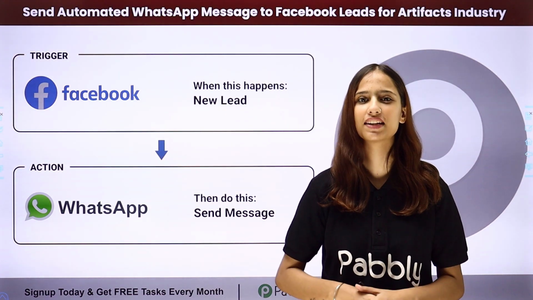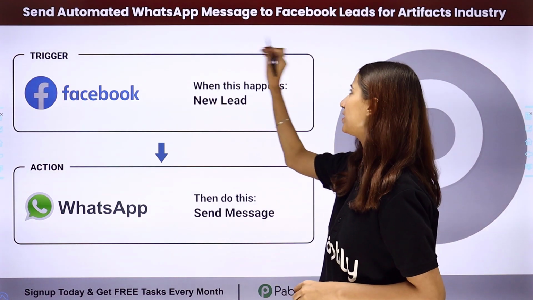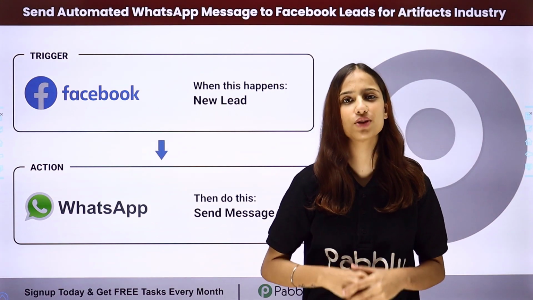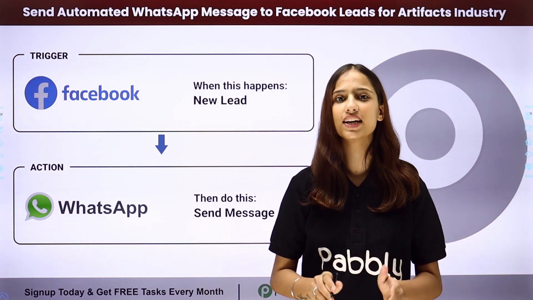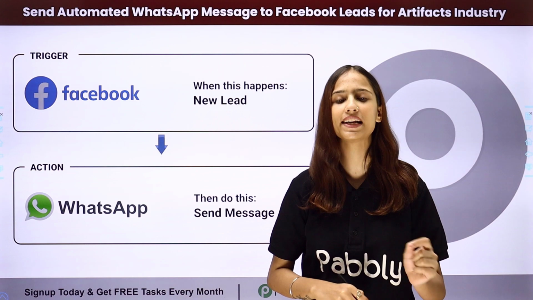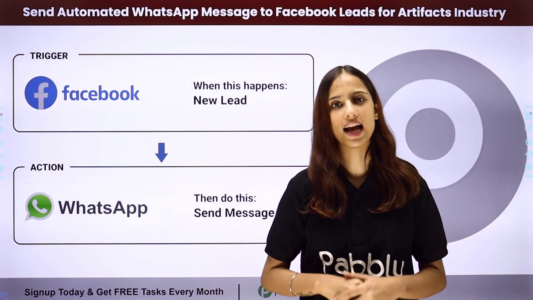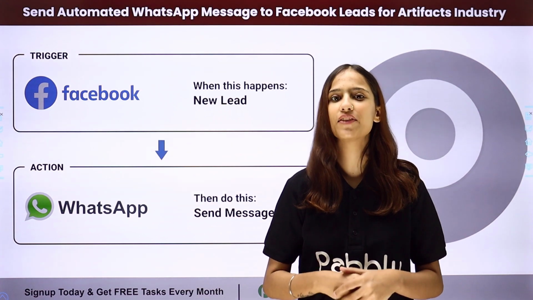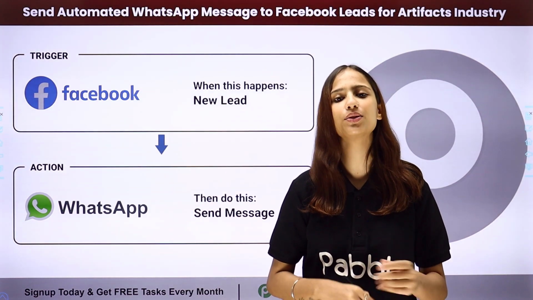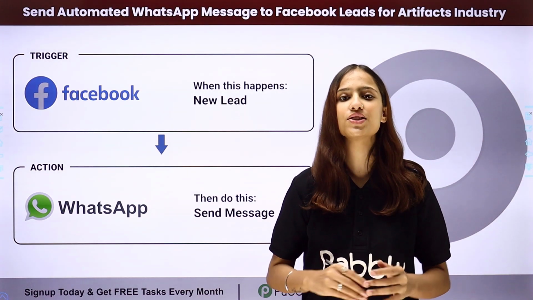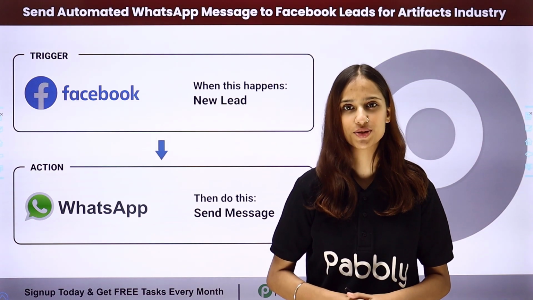So in today's video we will understand how to send automated WhatsApp message to Facebook leads for artifacts industry. So here let's assume that I have an antique collection store. So to promote the same, I'm using Facebook lead ads. So here my objective is that whenever I will receive a new lead through Facebook lead ads, then I wish to send an automated WhatsApp message to that lead.